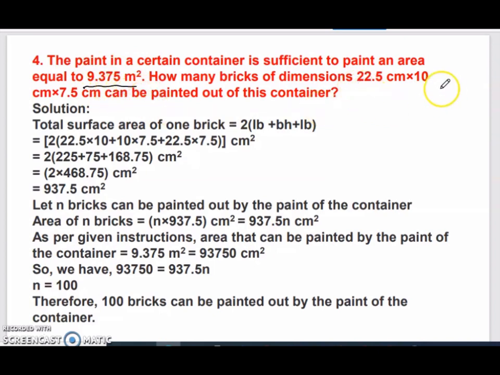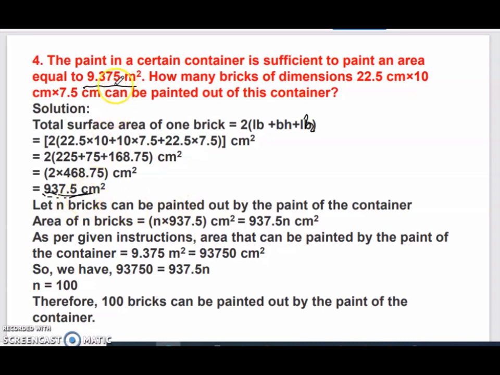So for that you need to find out the surface area of one brick first. This is a cuboid and you need to find the total surface area because the entire brick will be painted. 2 into (LB plus BH plus LH). And then you will be substituting all the values there. After solving, you get the total surface area of one brick as 937.5 centimeter square. This is the surface area of one brick.